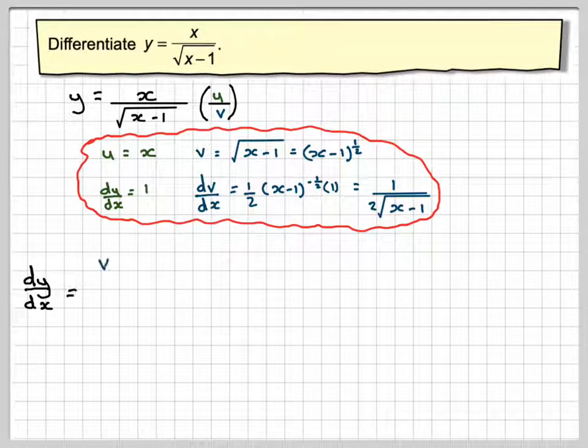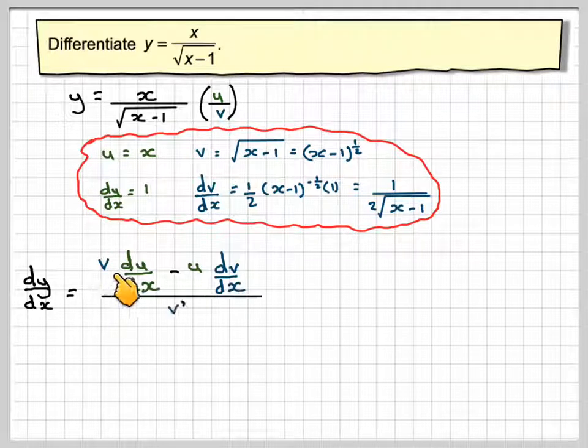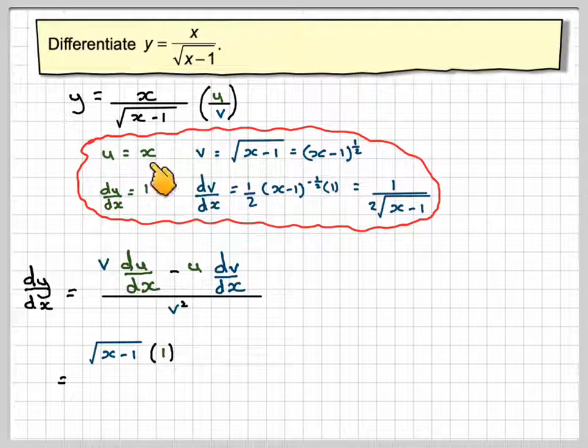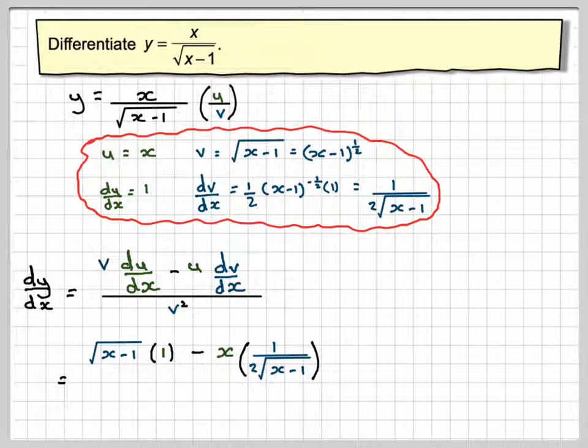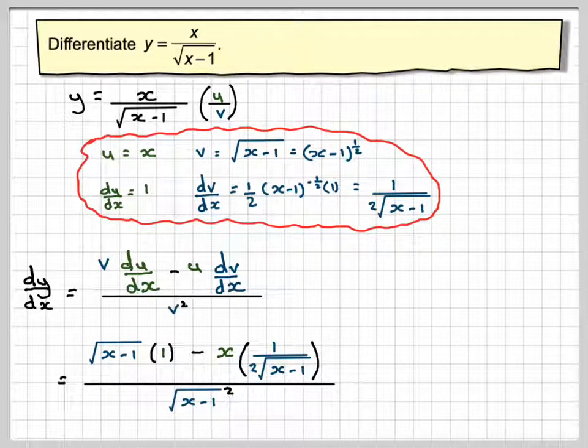Right, using the quotient rule, so dy by dx is v du by dx minus u dv by dx over v squared. So substituting in, we're going to have v, so that's square root of x minus 1, times du by dx, which is 1, minus u, which is x, times the derivative dv by dx, which is going to be 1 over 2 root x minus 1, all over v squared, which is the square root of x minus 1, squared.